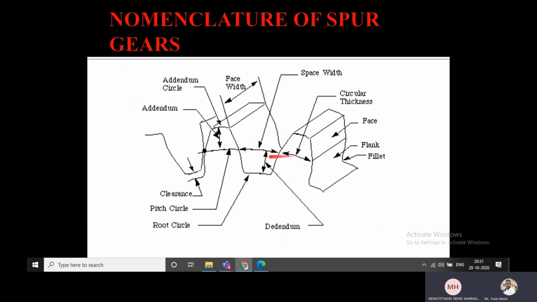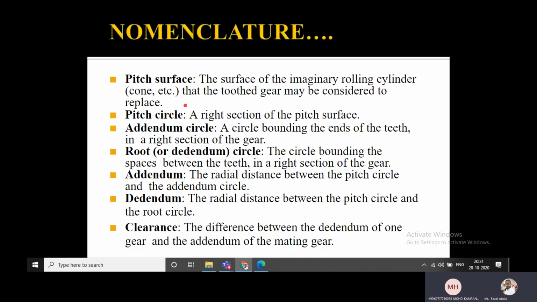Nomenclature. Pitch surface is the imaginary surface through which, with an imaginary rolling cylinder, the thread is going to start. Whatever threaded portion or tools we need to form, that is going to form with this pitch surface. Pitch circle is an imaginary circle.